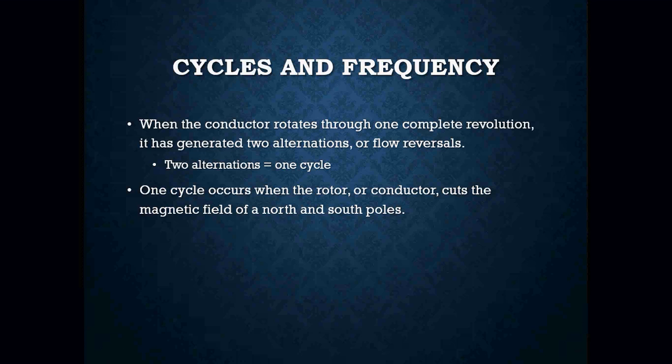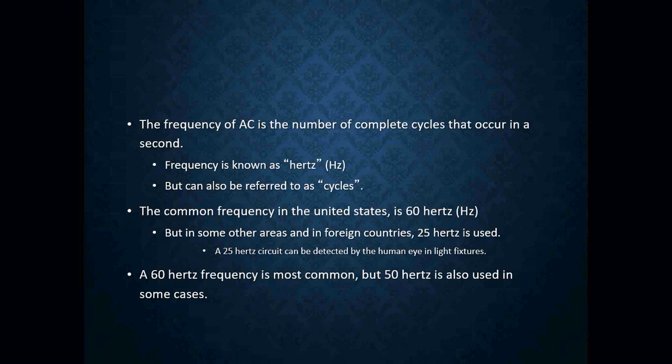So when the conductor rotates through one complete revolution, it generates two alternations, or two flows. One flow is going to be positive, the other flow is negative. So one cycle occurs when the rotor or conductor cuts the magnetic field of the north and south poles. The frequency of AC is the number of complete cycles that occur in 1 second, which is better known as hertz, but can also be referred to as cycles.